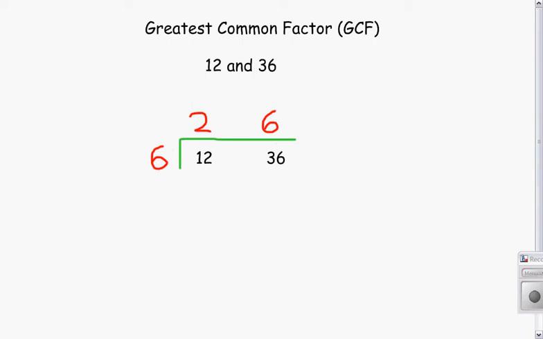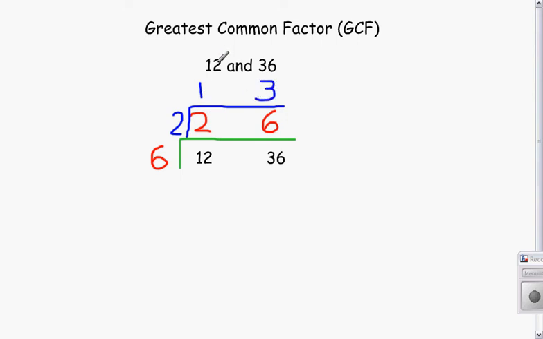Now my goal with the cake method is to build layers until my top layer, right here, does not share any factors. So basically what I'm looking for is, is there any number besides 1 that goes into both 2 and 6? For this particular example, I can think of the number 2. 2 can go into both 2 and 6 evenly. 2 goes into 2 one time, and 6 divided by 2 is 3.